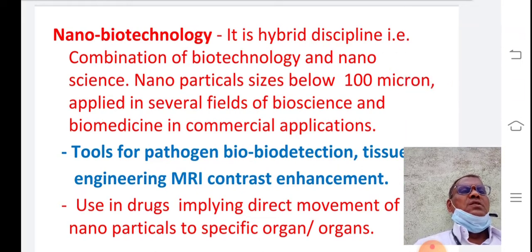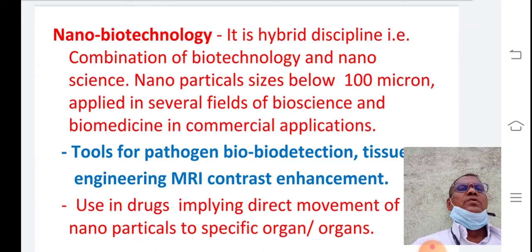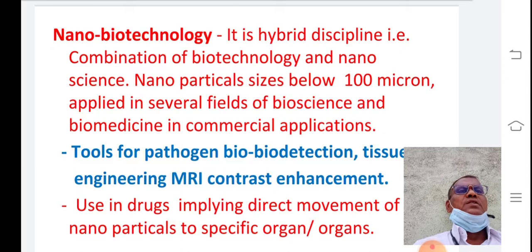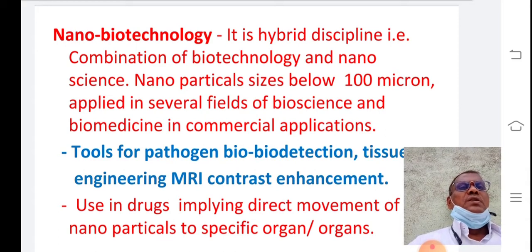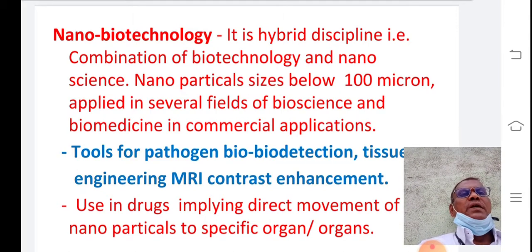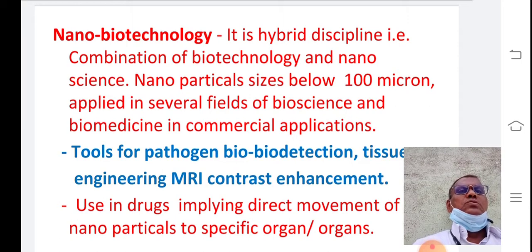Recently you are listening to the good word nanobiotechnology. Nano means very small. So it is in the microns. It is a hybrid discipline, that is a combination of biotechnology and nanoscience. Nanoparticle size is below 100 micron, applied in several fields of biosciences, right? So 100 micron is equal to 1000 micron is equal to 1 mm. So just to see about this parameter.